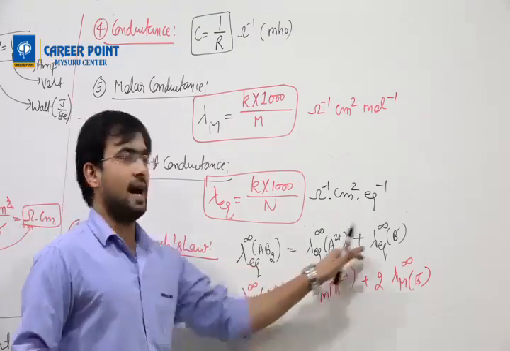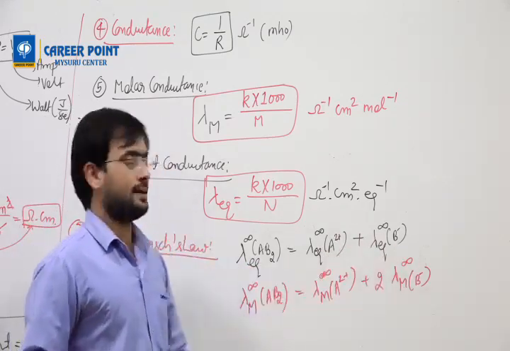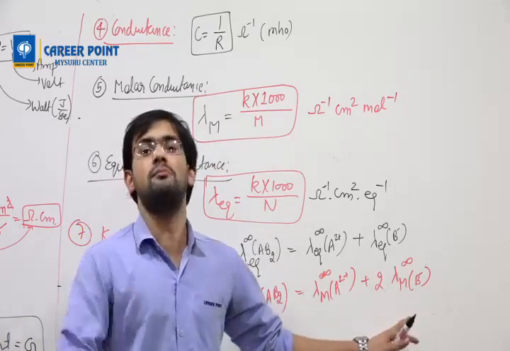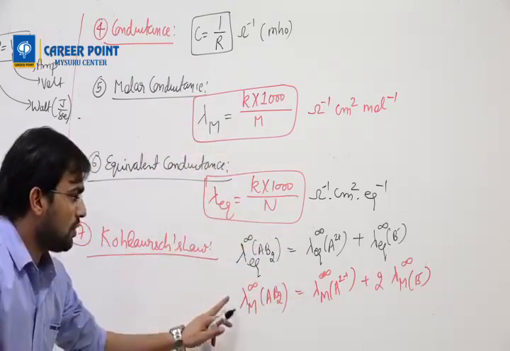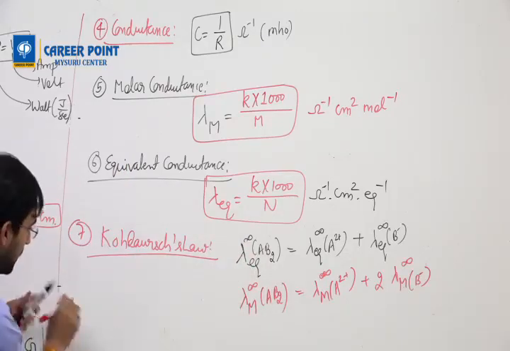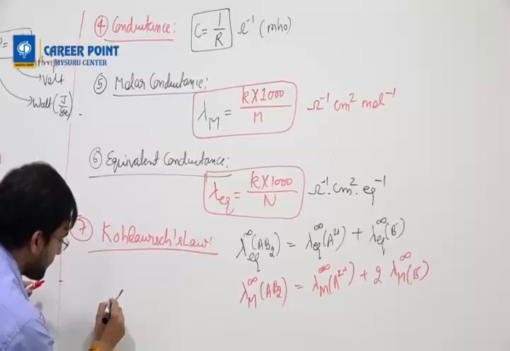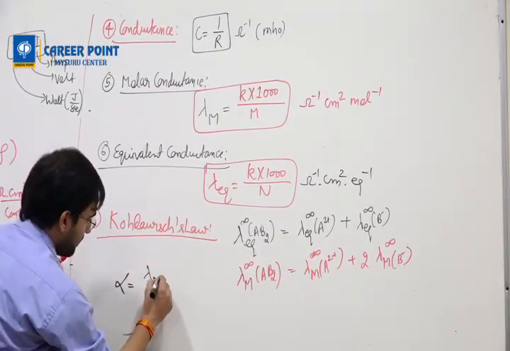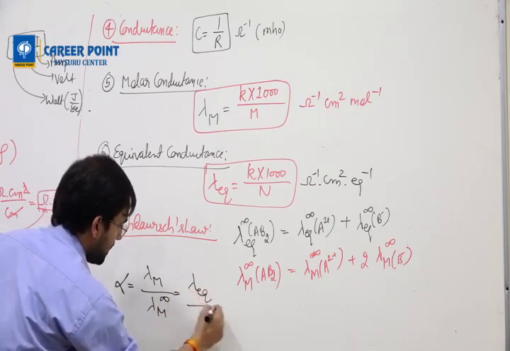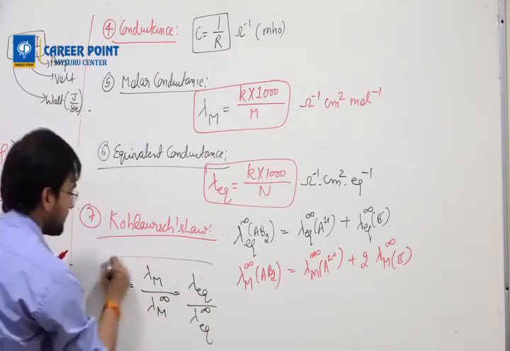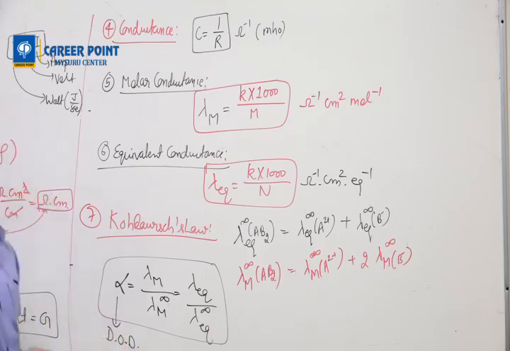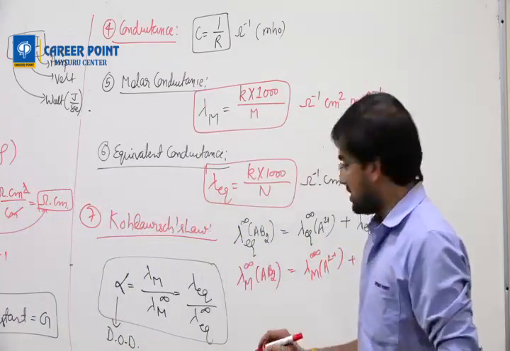For equivalent conductance, directly add their cation's conductance and anion conductance. For molar conductance, add them but multiply by the respective number of ions. Once you know infinity concentration means infinite dilution, then what I can find out is alpha equals lambda m by lambda m infinity, or lambda EQ by lambda EQ infinity. And what is alpha? Alpha is degree of dissociation.